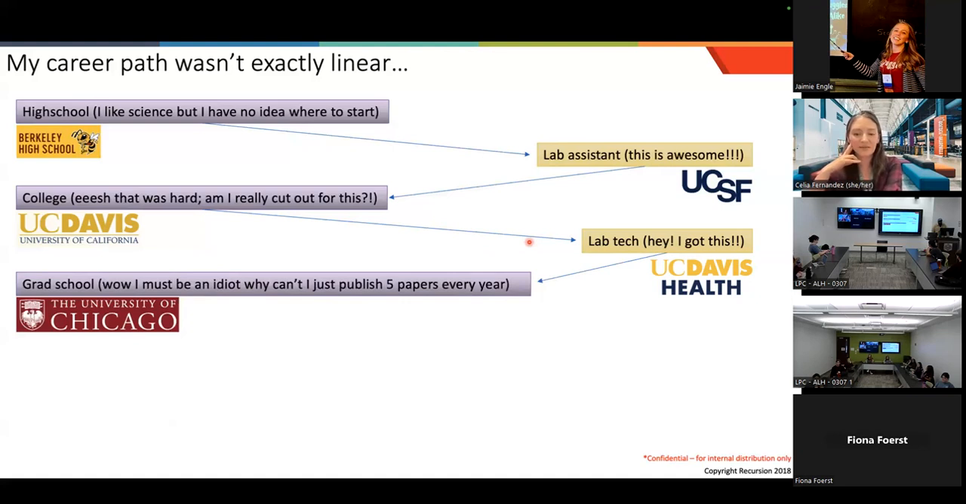And as you're all probably very well aware, grad school is a very humbling experience. I was convinced I was a total idiot. Wasn't sure why I wasn't able to just publish papers all the time. It's hard and it can be a little arbitrary, and there can be factors that are outside of your control, no matter how hard you work at it. And so that kind of made me second guess things.